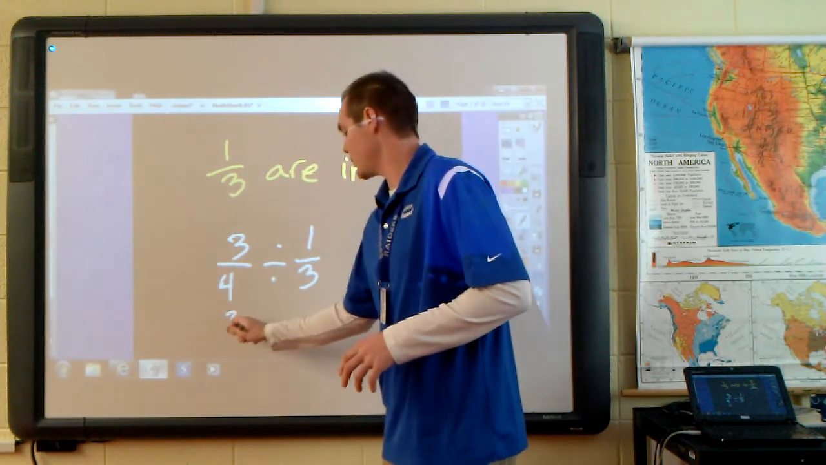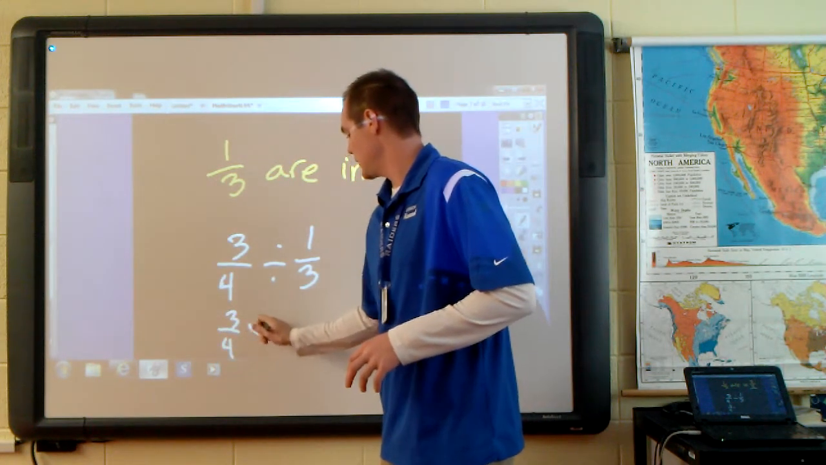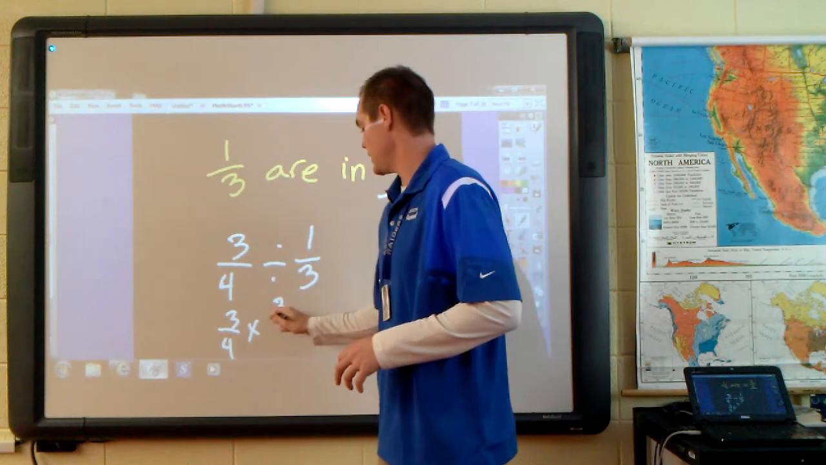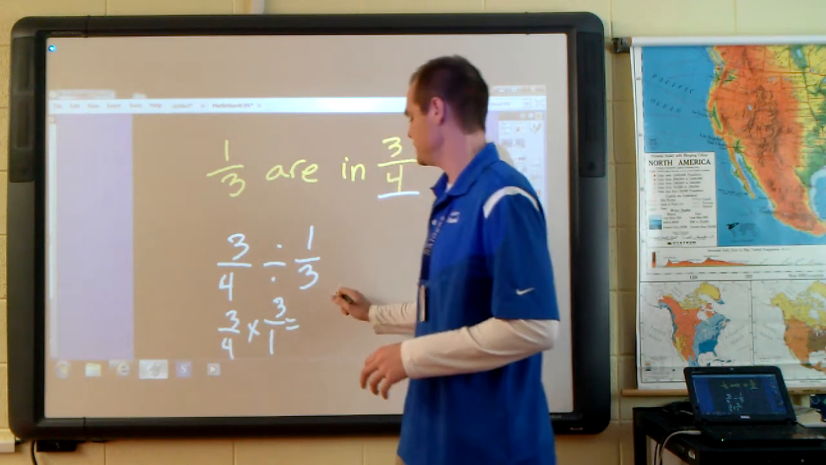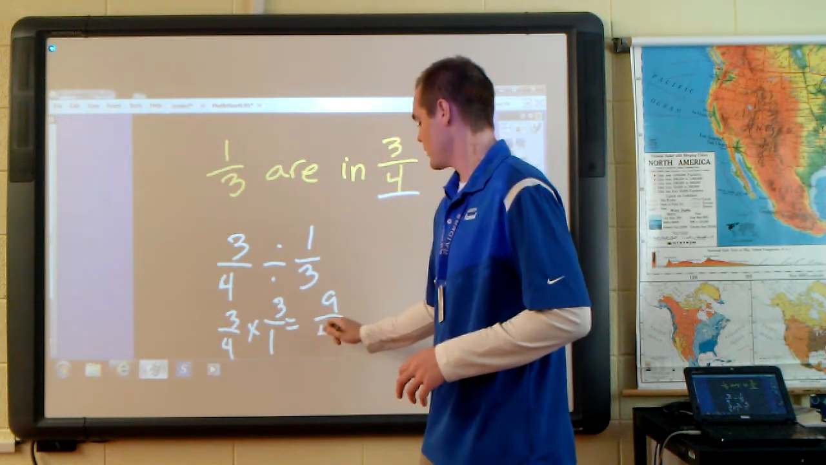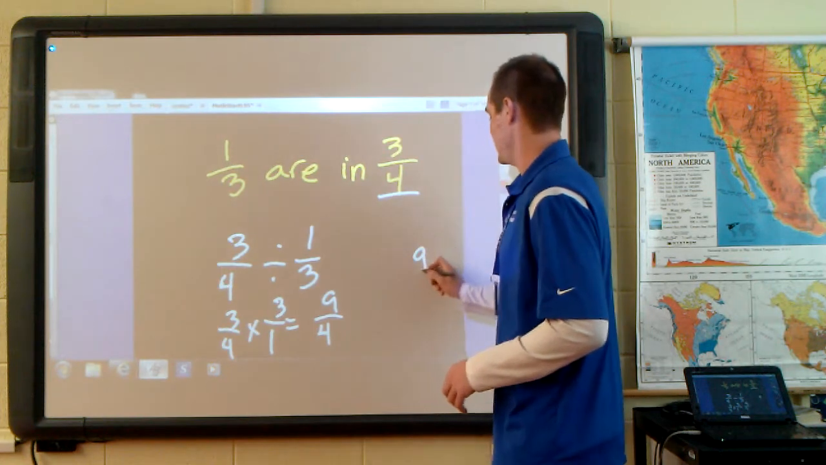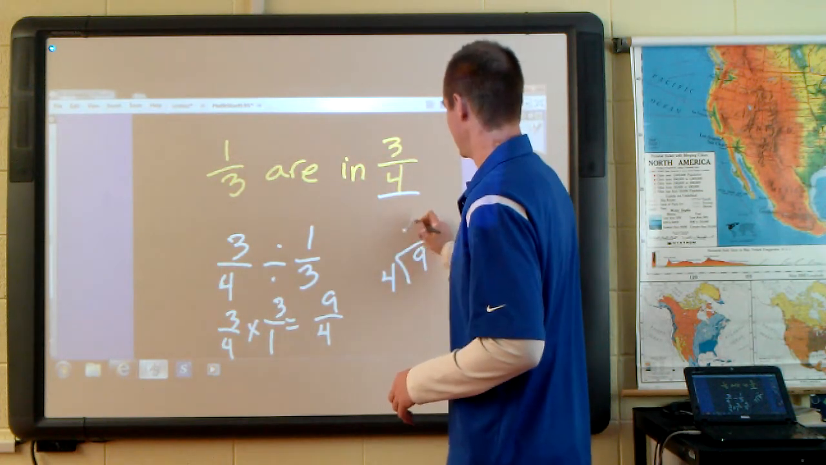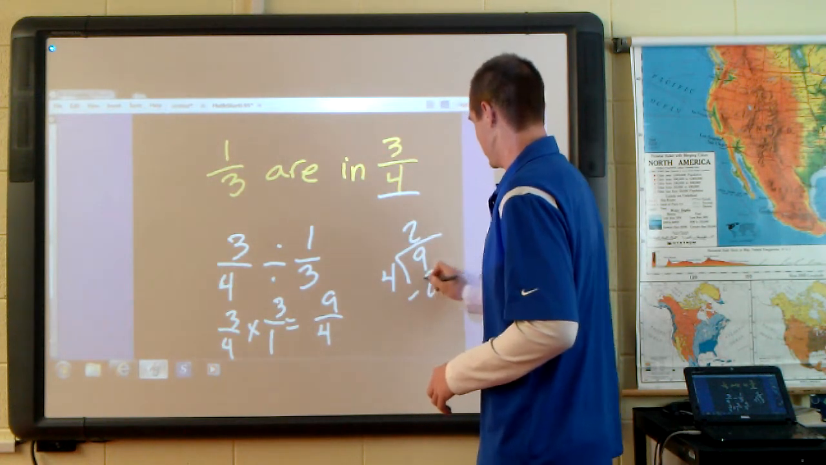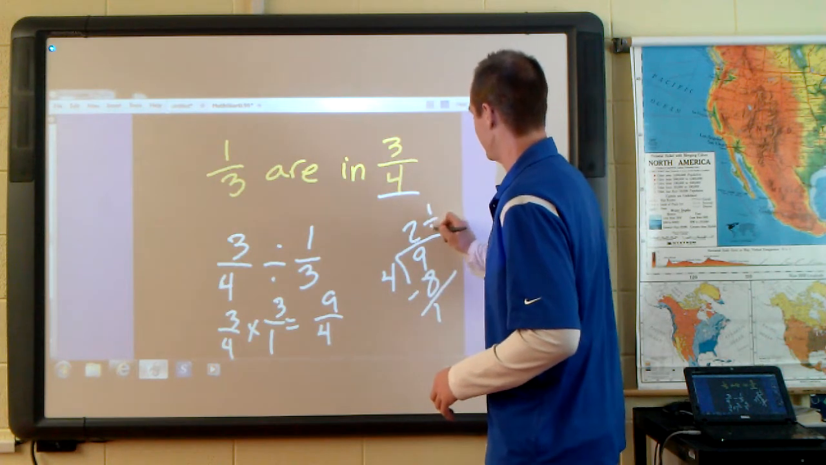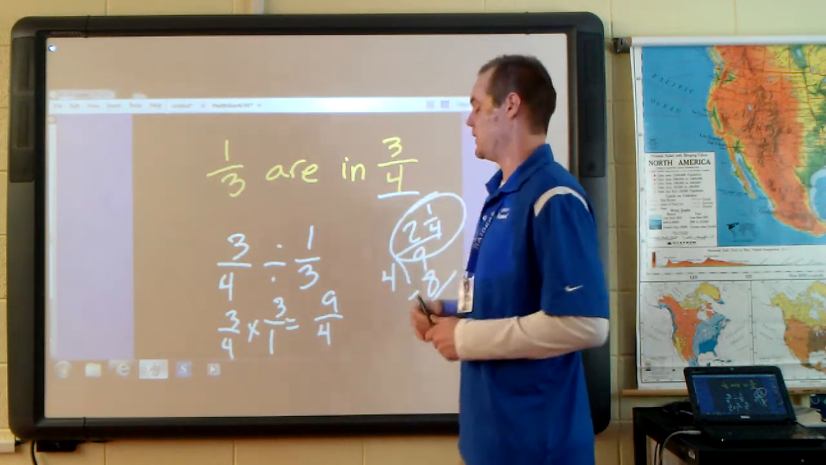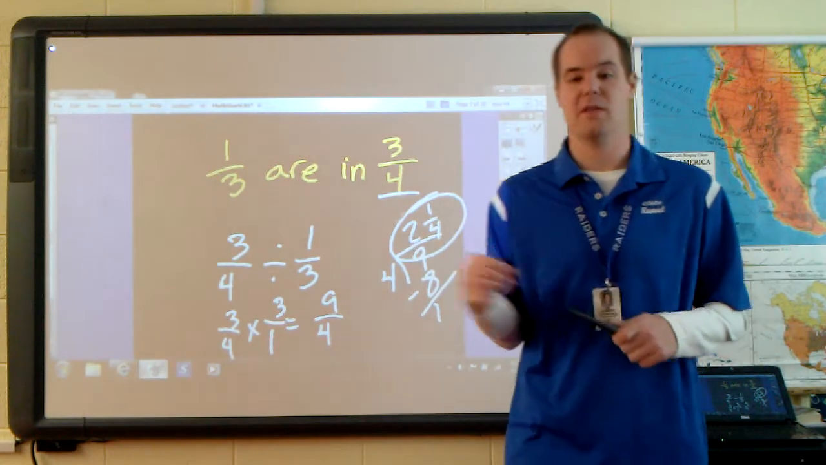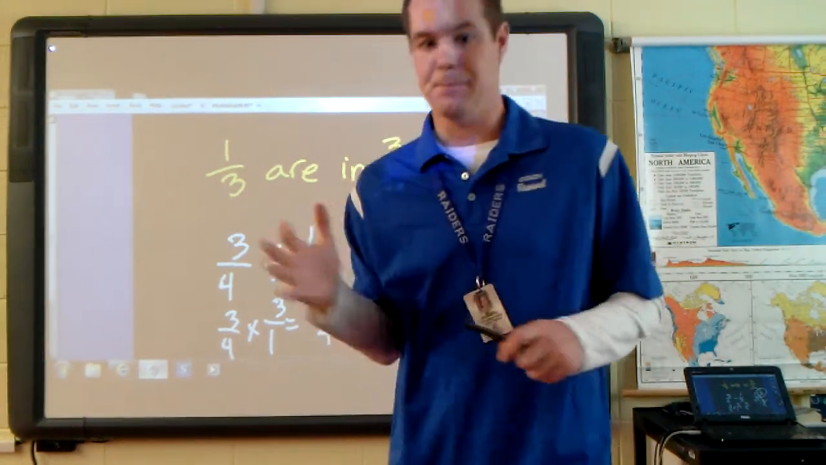Alright, so 3/4 doesn't change. Your division sign switches to multiplication. We have 3 over 1. 3 times 3 is 9. 4 times 1 is 4. 9 divided by 4 is 2 1/4. Okay, put the answer 2 1/4 down on the fourth example line.